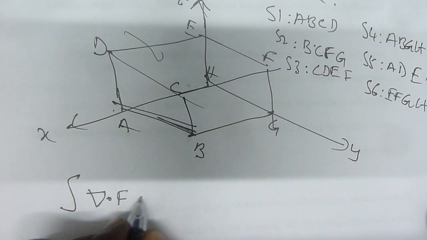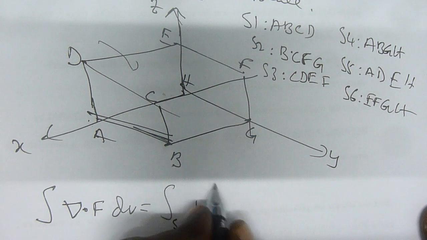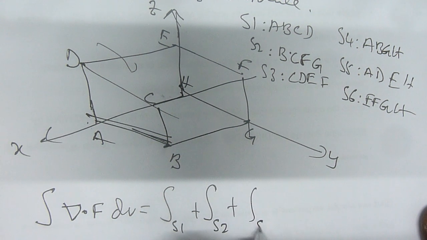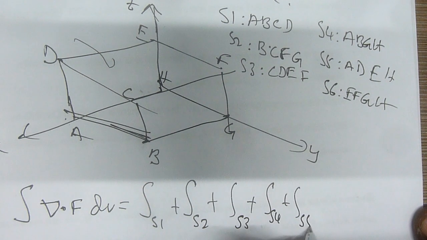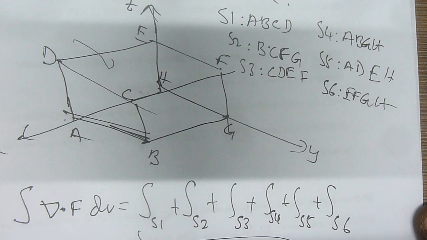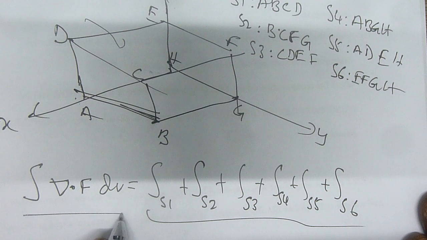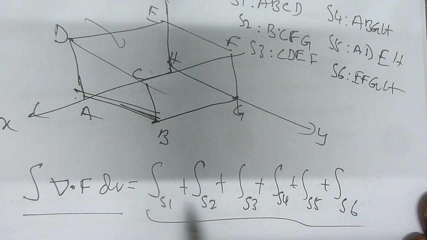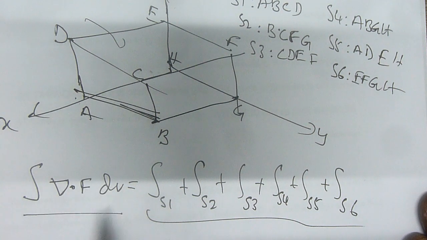Since this question says verify, no problem, you can do both. In this particular case, you need to show S1, S2, S3, S4, S5, S6. It's very lengthy, and it can be solved within 1 minute, but it will take a long time because you need to identify every single surface. Some of these surfaces will combine into one, which we call the Gauss divergence theorem.